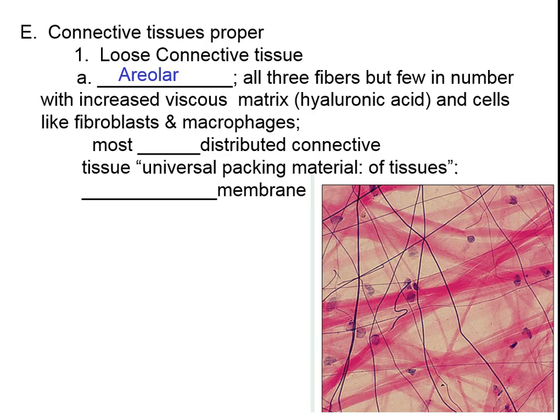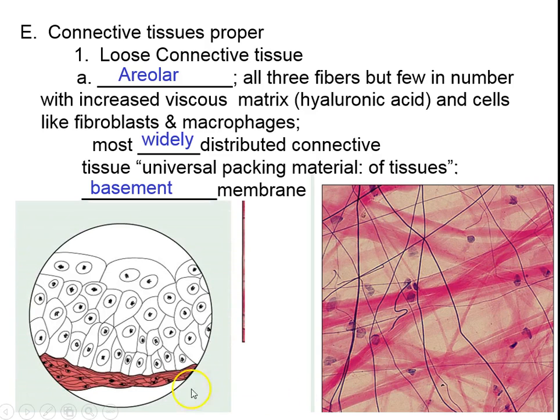You're going to see cells in this areolar tissue, like right here and right here and right here. Those would be fibroblasts that make the fibers. You also see macrophages, which are a kind of white blood cell giving us immunity. Areolar connective tissue is the most widely distributed connective tissue. It's what gives an organ its gut consistency. You will also find it under every epithelial tissue because it is the tissue that makes up the basement membrane. So here would be epithelial tissue, and this would be areolar connective tissue making up the basement membrane.